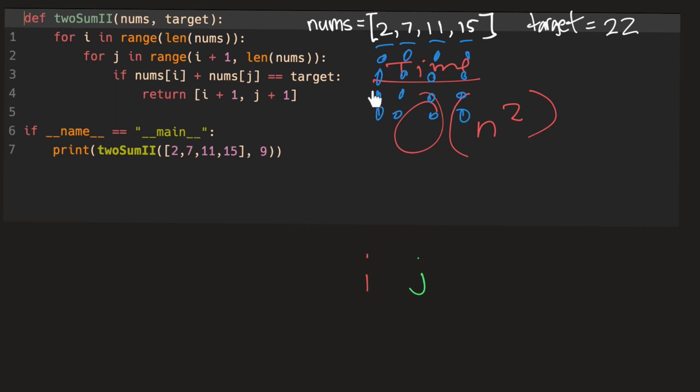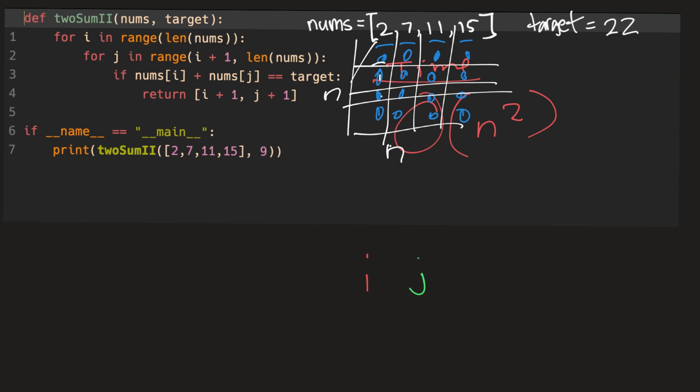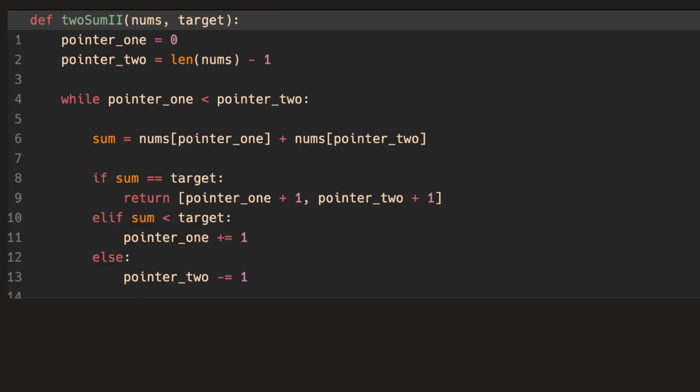And here we have a square. Because here we have n and here we have n. So we have n columns and n rows. And to get this area, we just do n times n, which is the same as n squared. And that's why this naive solution is O of n squared. So now let's go ahead and get into our more efficient solution here.